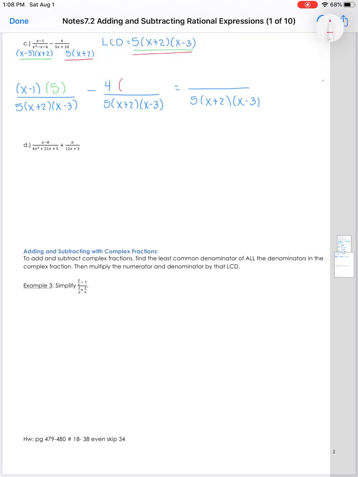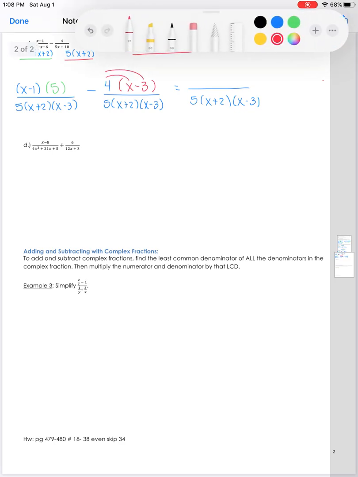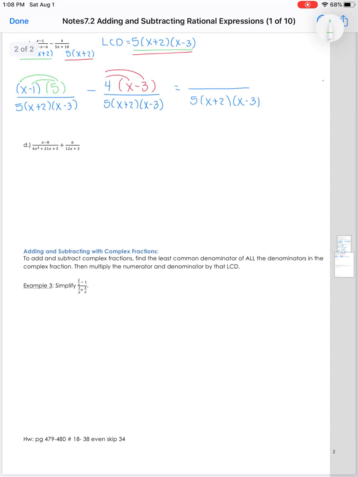Second one, I have this, and I'm going to this. What's missing? I need an x minus 3. So I'm going to have to distribute the 4 in the first case, and I'll have to distribute the 5 in the second case. So when I do that, I get 5x minus 5, negative 4x plus 12, and then this is when you're going to have to write it one more time. So it's x plus 7 over 5, x plus 2, x minus 3, final answer.